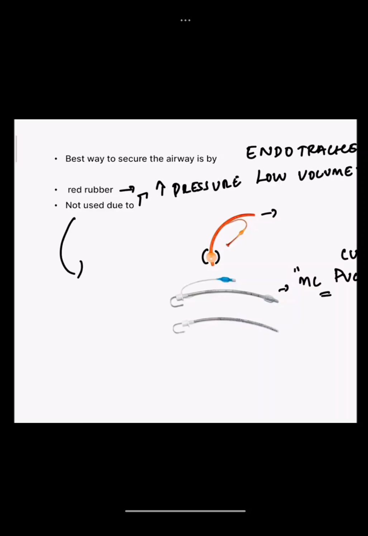The reason why we are using PVC cuffed tubes is that they are low pressure, high volume. Low pressure, high volume. Okay, this is regarding the endotracheal tubes.